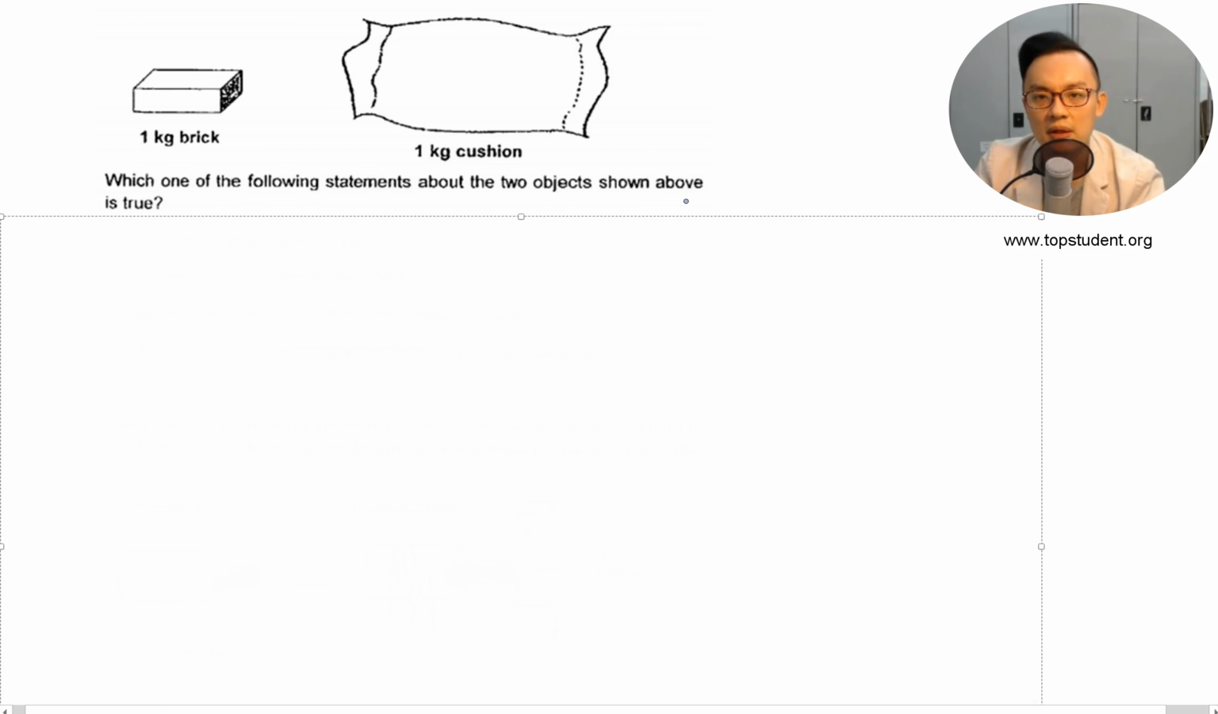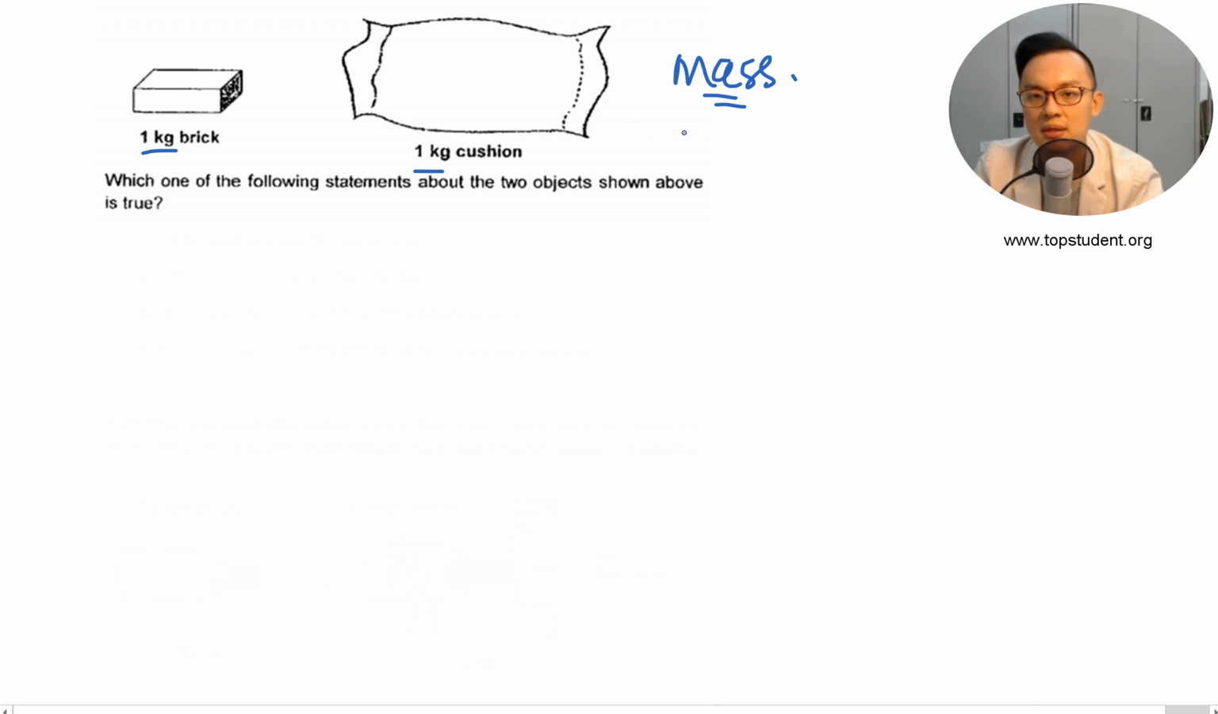Alright, so 1 kg brick, 1 kg cushion. Which of the following statements is true? Both have the same mass. Must understand this, both have the same mass because they're both 1 kg. It's just same mass, a different volume. Alright, I'm going to introduce this word to you. It's called density. It's not in your syllabus, so you don't have to learn it.